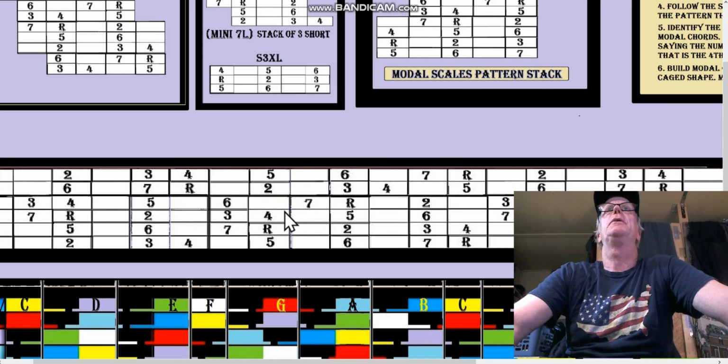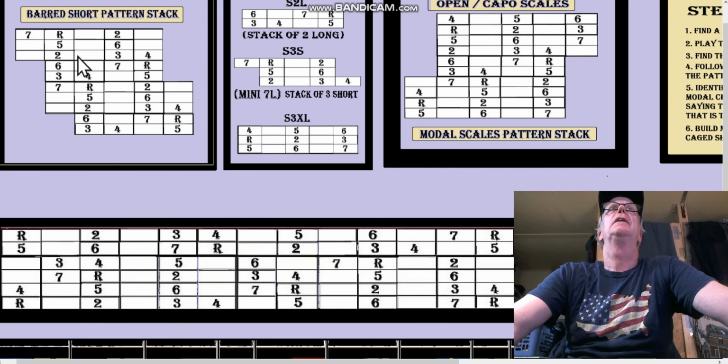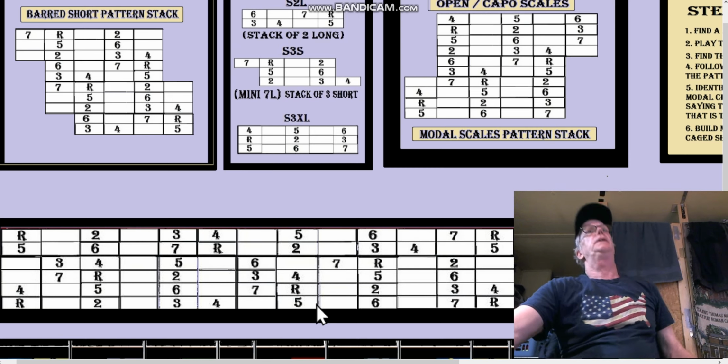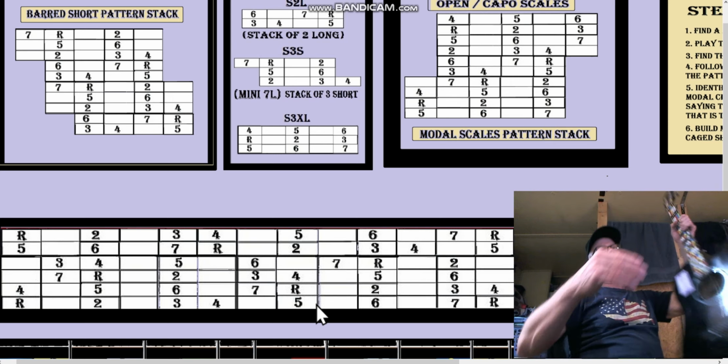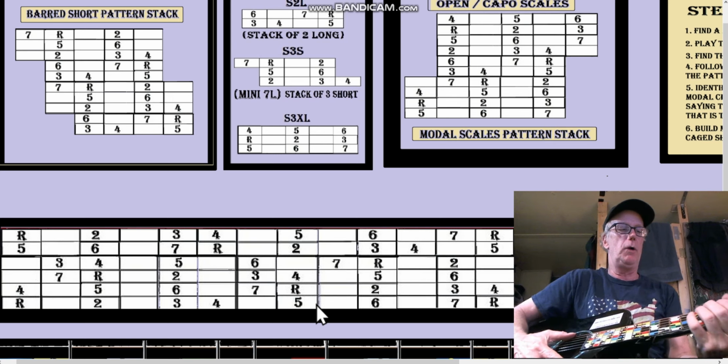And remember this 5, 6, 7, root 2, 3, 4, 5, 6, it only goes to the right. It doesn't go back up to the left like the barred pattern stack goes. 3, 4, 5, 6, 7 root, 2, 3, 4, 5, 6. But wait a minute, this warped over, this 7 root 2 warped over, and guess what we have here? The C box encaged. That is the only caged position that you can play the entire diatonic scale in that one box.